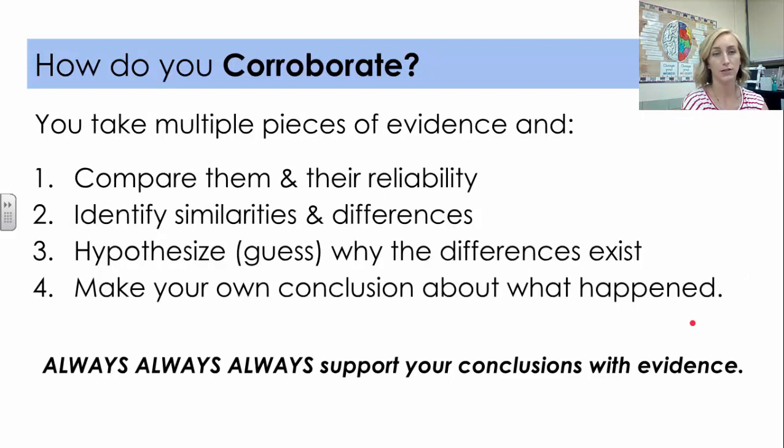So how do you corroborate? You take multiple pieces of evidence, you compare them. You compare them in their reliability, you identify those similarities and differences, think of the old Venn diagram, right? You hypothesize and guess why the differences exist and make your own conclusion about what happened. And you always, always, always support your conclusions with evidence from those sources.